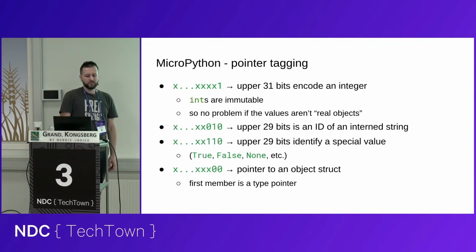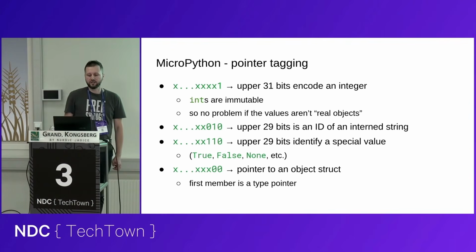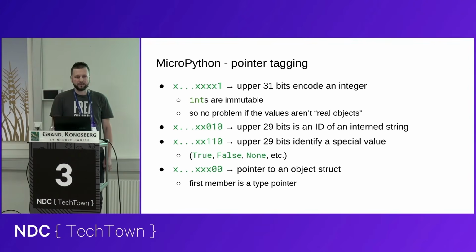Similarly, if the pattern at the end is 0, 1, 0, it's an ID of an interned string, or so-called qstr. If it's 1, 1, 0, it's a special value. There's actually only like 6 of those special values, but we have 29 bits for them. And finally, in the last case, if there are zeros at the end, it's an actual pointer. And if that happens, then MicroPython follows that pointer and expects that the first item that it finds is a type pointer, which is a pointer to a different object.